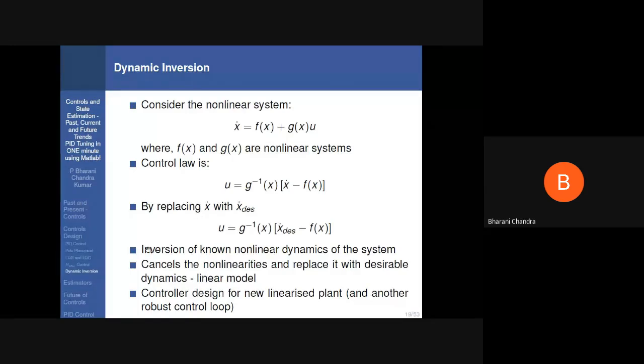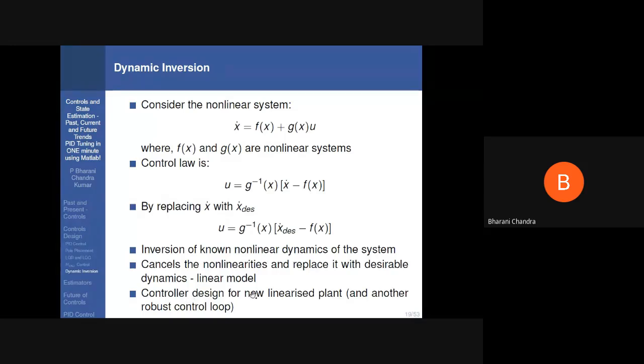The problem here is that we should know the inversion of the nonlinear dynamics. Since we are inverting g(x), we should have good information about the G matrix. The second thing is, if G is non-square, how do we do this? There are various ad hoc methods to calculate G inverse when G is non-square; one such method is the pseudo inverse. The concept here is that it cancels the nonlinearities and replaces them with desirable dynamics. For example, if x desired follows linear dynamics, x dot equals minus A x, where A is a stable system matrix, then it cancels the nonlinearities and replaces them with the desirable ones.